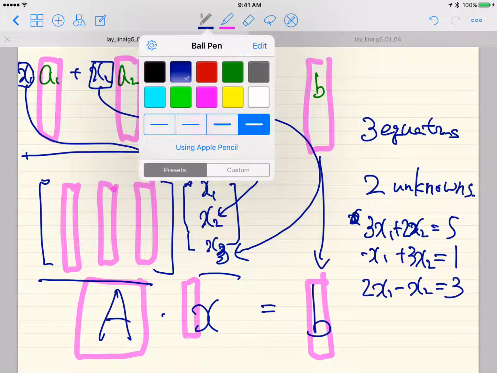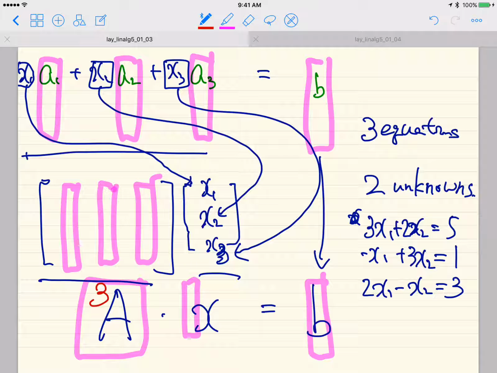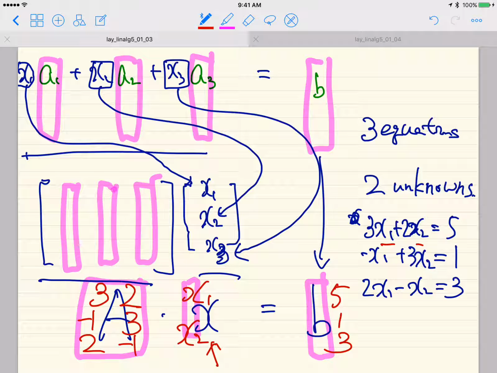And then what would the A be? A will be 3, 2, minus 1, 3, 2, minus 1, right? And what would the X be? This is a vector formed from X1 and X2, right? And then what is B? B will be 5, 1, 3. So the size of A will be 3 by 2, which has 3 rows and 2 columns. Vector x is a 2-dimensional vector, the same as our number of variables, and b is a 3-dimensional vector. So the dimension of b is the same as the number of equations.